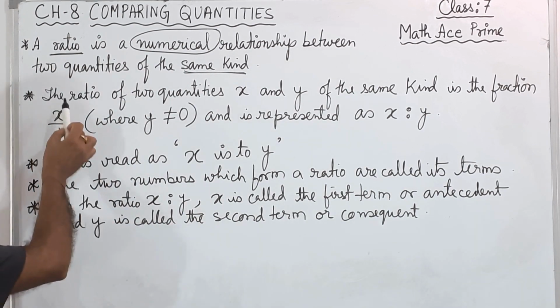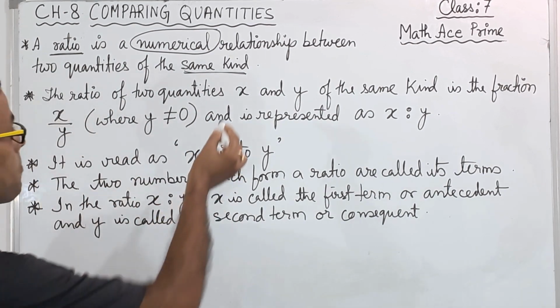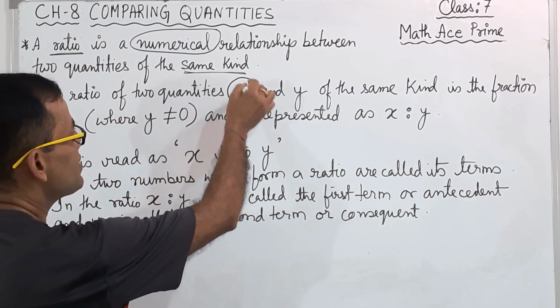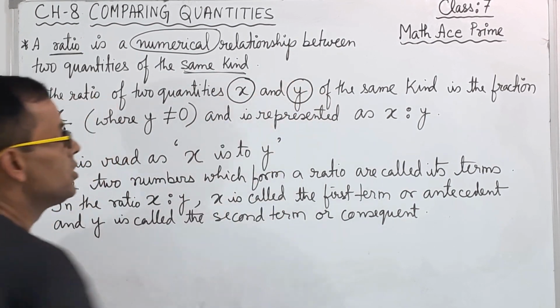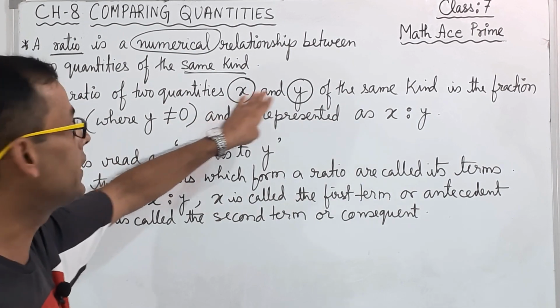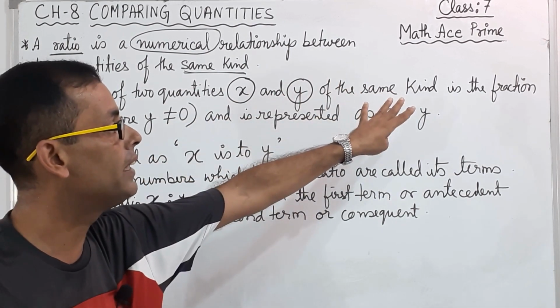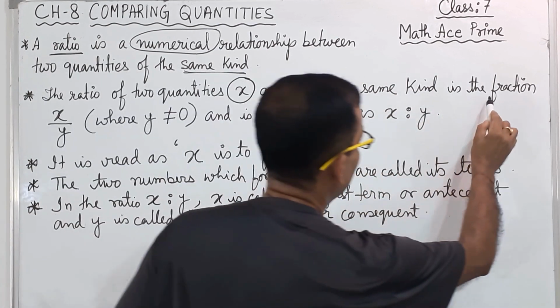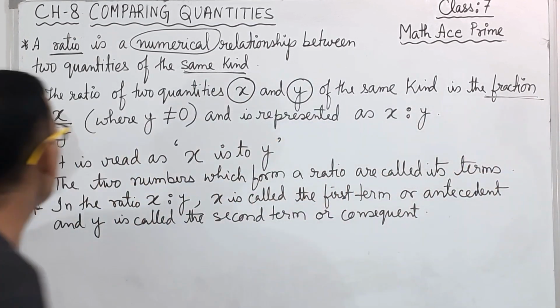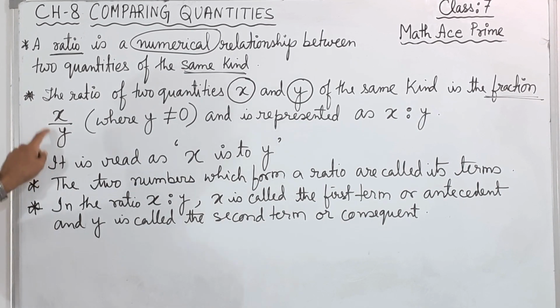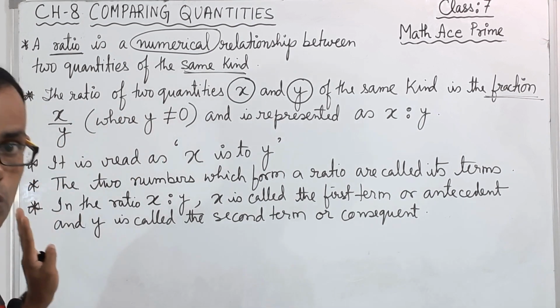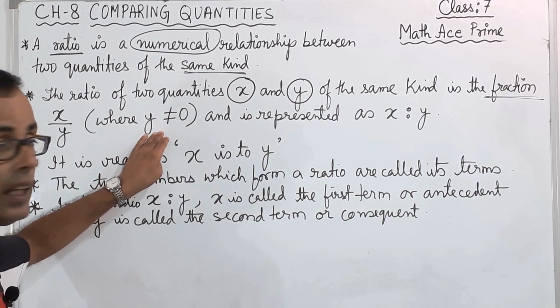Then the next thing, the ratio of two quantities. If I take the ratio of two quantities, suppose x and suppose y. So if I take one quantity x and one quantity y of the same kind, then that is called the fraction. And fraction, how do we write? X divided by y, or we say x by y. And this y, the denominator, x is in the numerator and below is the denominator. So this y can never be 0. So where y is not equal to 0, y can never be 0, okay.